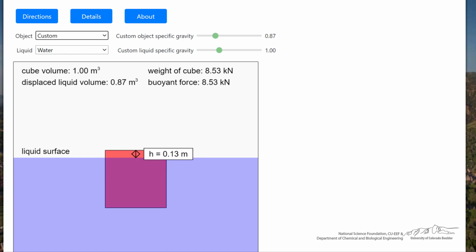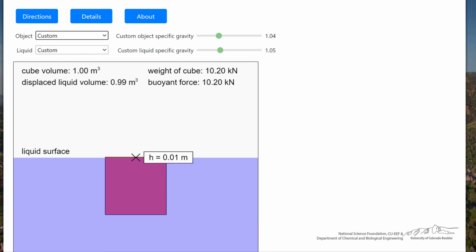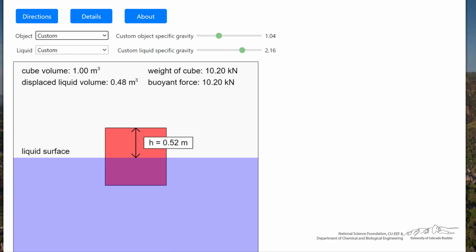But if we make the specific gravity too high, it sinks to the bottom of the liquid once the weight is higher than the buoyant force. Of course, in a different liquid with a higher specific gravity, then the cube is going to float higher above the liquid surface.